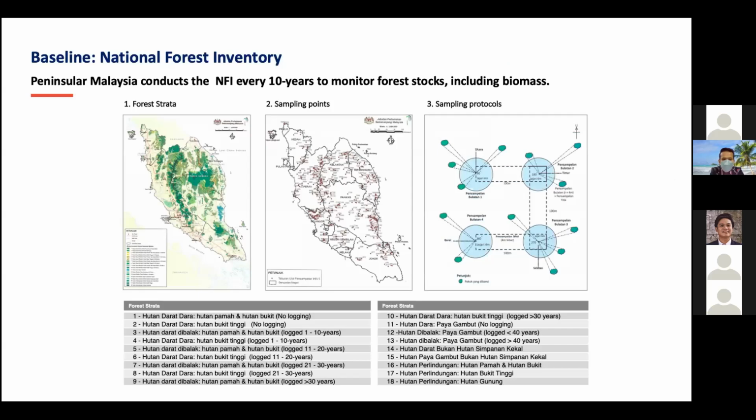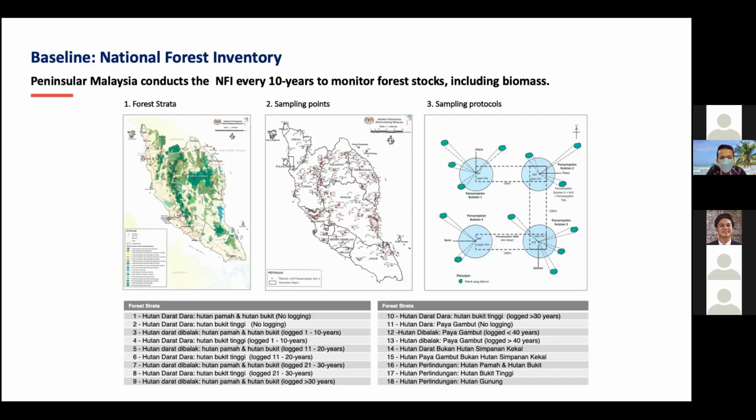So for this, we will use the National Forest Inventory. This is the inventory that's conducted by JPSM every 10 years to measure carbon stock in our forest reserve. And this also includes measurements for biomass. Throughout the whole Peninsula Malaysia, there are forest plots that JPSM will use to determine the stock of commercial species and also the size and growth rate of our trees in our forest in Peninsula Malaysia.